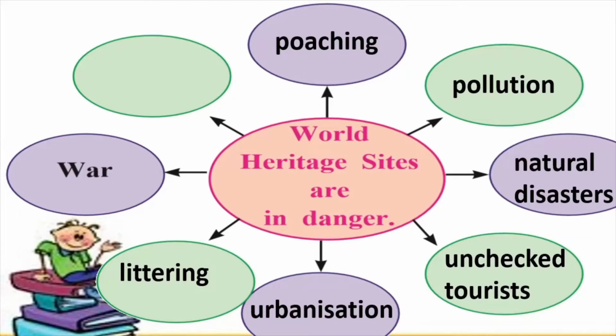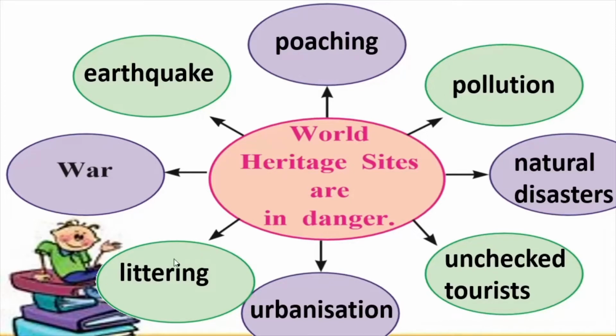You go to any beach, you will see people eat chips, they eat biscuits, they drink water from plastic bottles, and they simply throw them around. So littering causes a lot of danger to the World Heritage Sites. And finally, you have earthquake, which could be a natural disaster, which spoils the World Heritage Sites. So these are the reasons why World Heritage Sites could be in danger today.